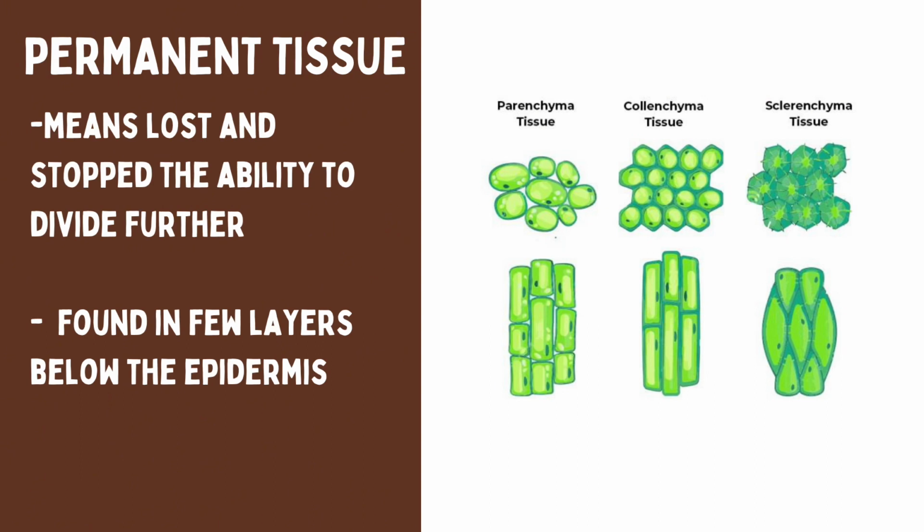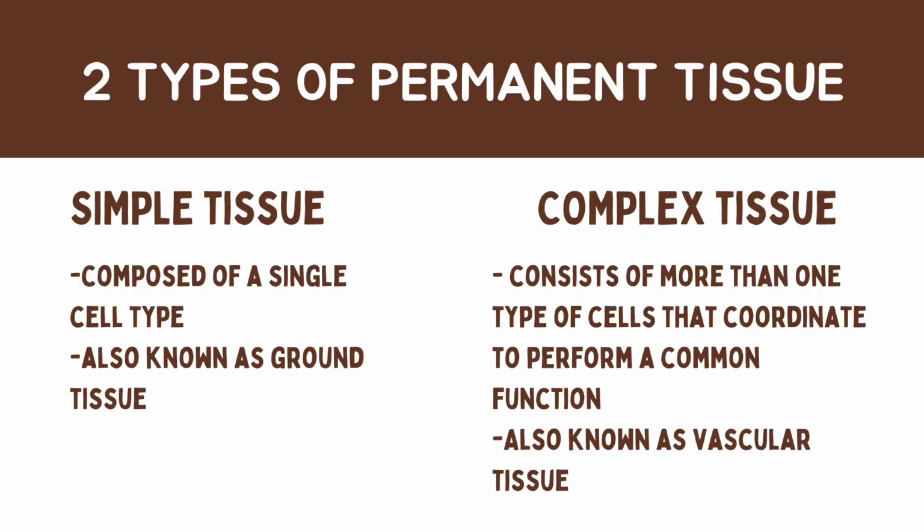The permanent tissue means lost and stopped the ability to divide further. It is found in few layers below the epidermis. The two types of permanent tissue are simple tissue and complex tissue. Simple tissue is composed of a single cell type, also known as ground tissue, while the complex tissue consists of more than one type of cells that coordinate to perform a common function. It is also known as vascular tissue.